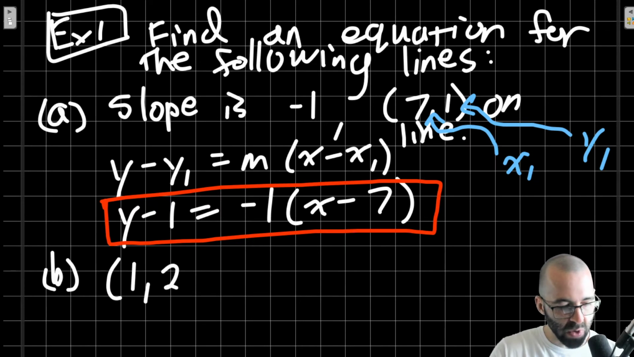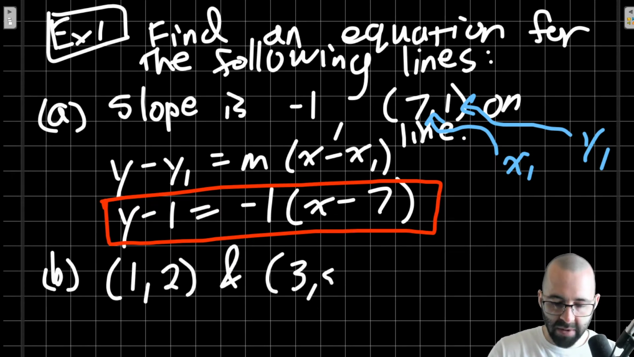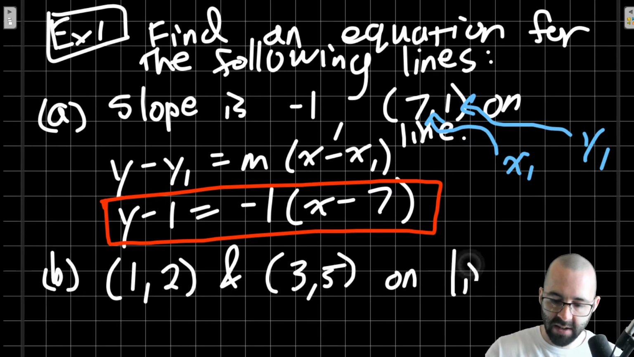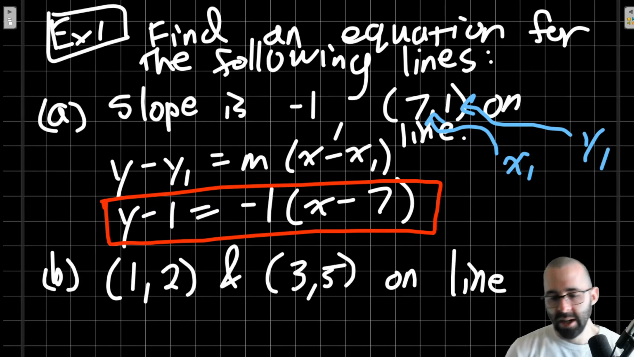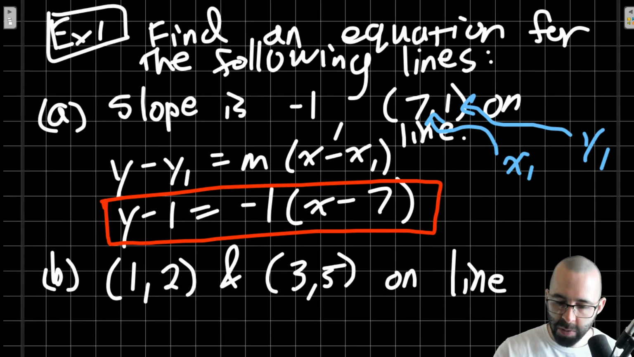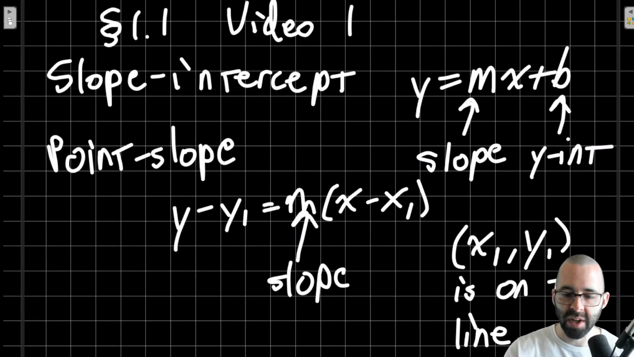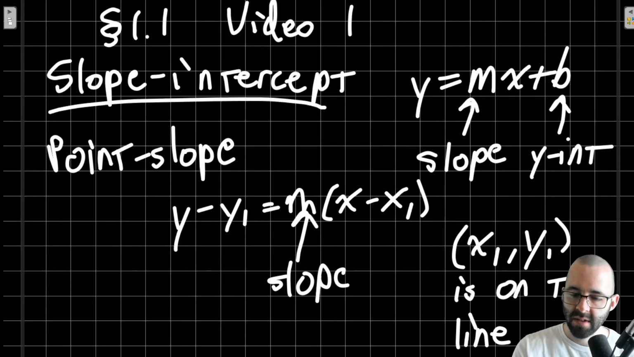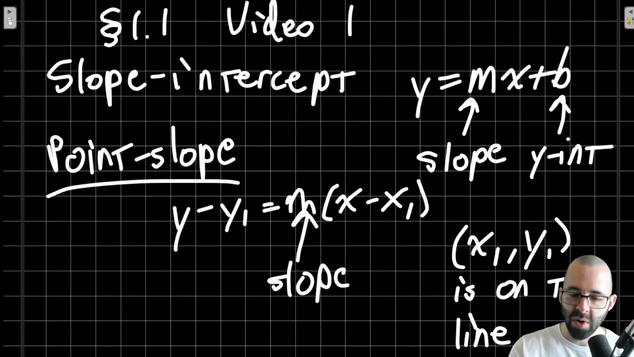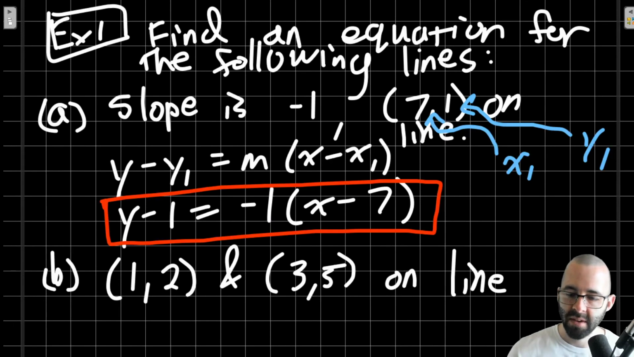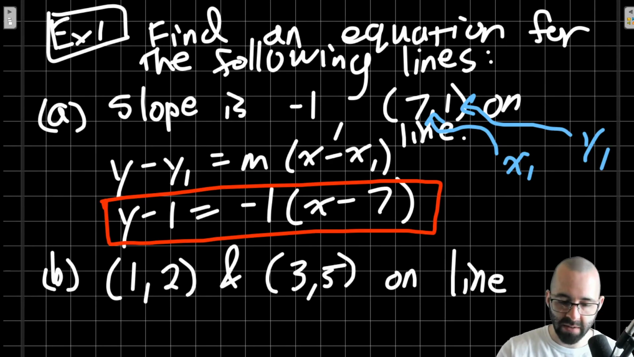What if we have the point 1, 2 and the point 3, 5 on the line? So let's see. We have 2 points. So with these 2 points, are we going to use slope intercept? We have neither the slope nor the intercept, so maybe not that. Or are we going to use point slope? We have 1 point. We don't have a slope though. So this is the better option right here, but we still need the slope. We need to find the slope, okay?